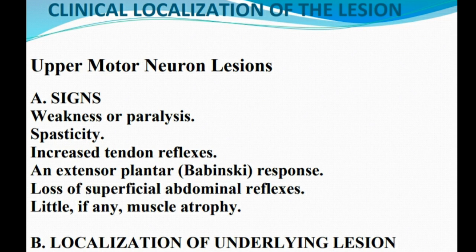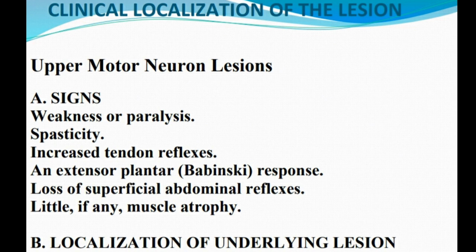Clinical localization of the lesion. In upper motor neuron lesion, the signs are: weakness or paralysis, spasticity, increased tendon reflexes, an extensor plantar, which is the Babinski sign or response, loss of superficial abdominal reflexes, and little if any muscle atrophy.